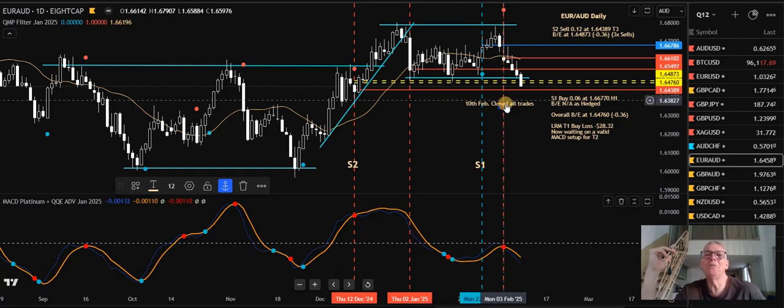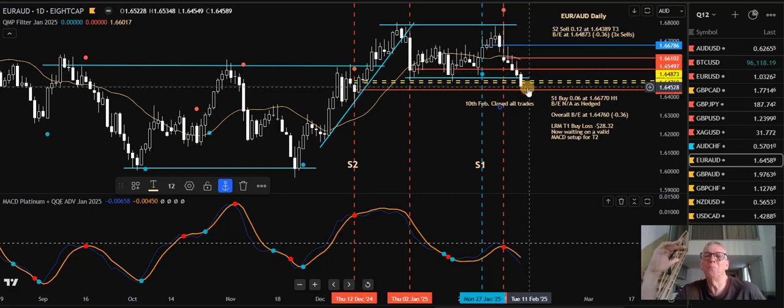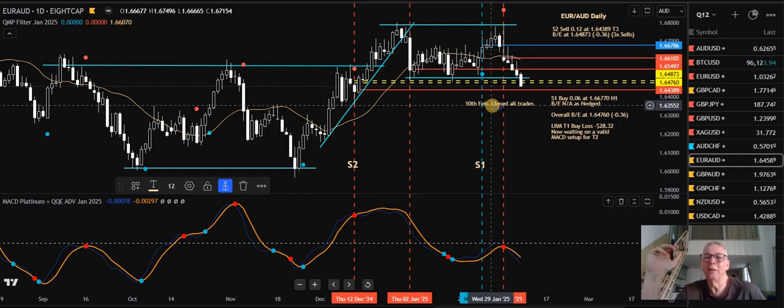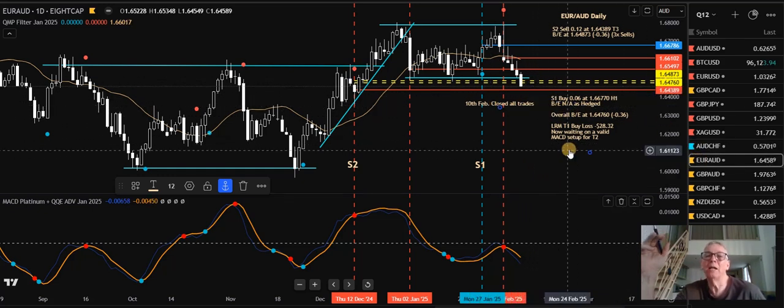MACD platinum's below the zero level. I just want to get out of this. It's an ugly looking chart. It'll depend where it opens on Monday. I may have a look at getting a little bit tricky with maybe a partial close on this sell here. Who knows? But if I do, the stock will just be above the high there. But at this stage, I'm closing all trades until I tell you different on Monday, and I'll be out for a small profit overall. So it's the Euro Aussie. I just want to be out of it.